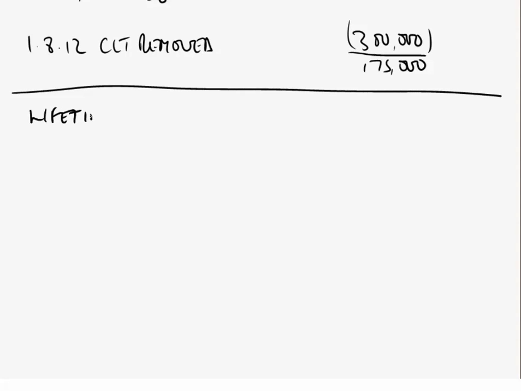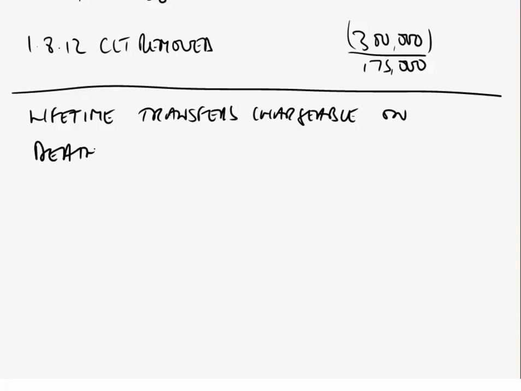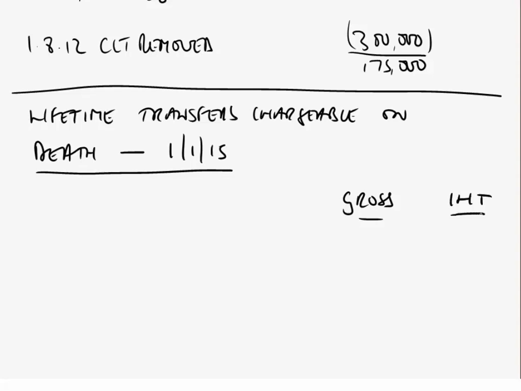Lifetime transfers, as we said, chargeable on death. When did we kill our taxpayer off? The 1st of January 2015. Two columns needed, just the gross and the tax columns now.